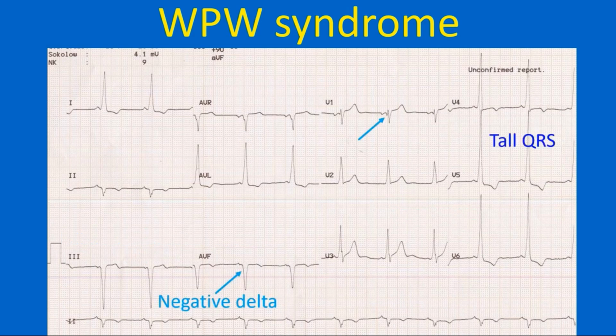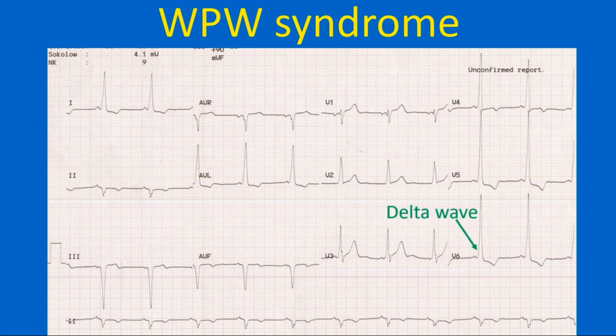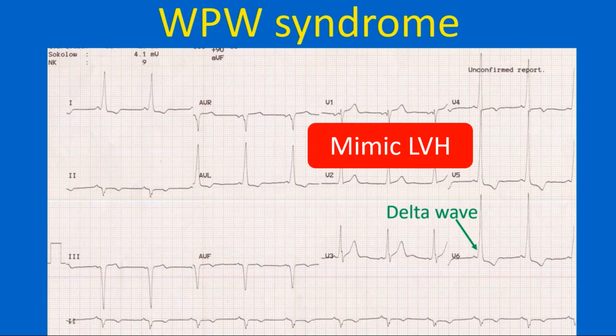The PR interval is short and is immediately followed by the slurred initial portion of the QRS in lateral leads, which is the positive delta wave. These features are suggestive of ventricular pre-excitation as in WPW syndrome. The delta wave is negative in inferior leads and V1. The tall QRS in lateral leads also mimic left ventricular hypertrophy.